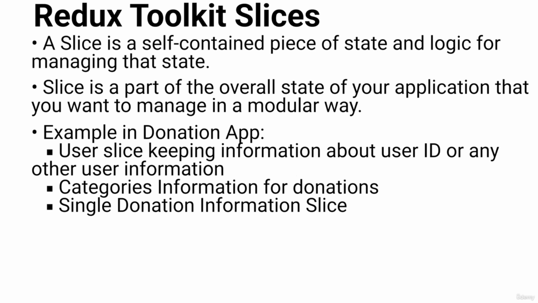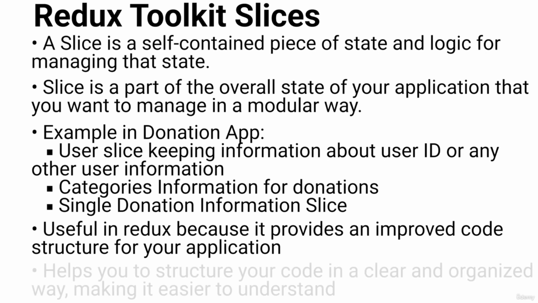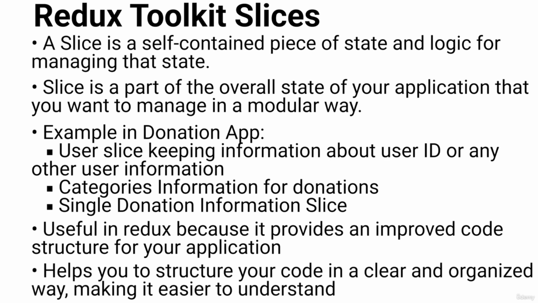Another example of a slice that we could create in our donation mobile application could be the categories that are used for our donation items and the donation item list itself. We could have another slice for managing a single donation item so that we could create this singular screen where information about a single donation item is displayed. So slices are useful in Redux because they provide an improved code structure for your application. They help you to structure your code in a clear and organized way, making it easier to understand and maintain.